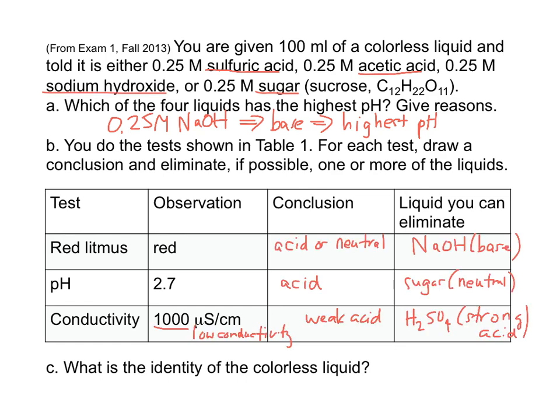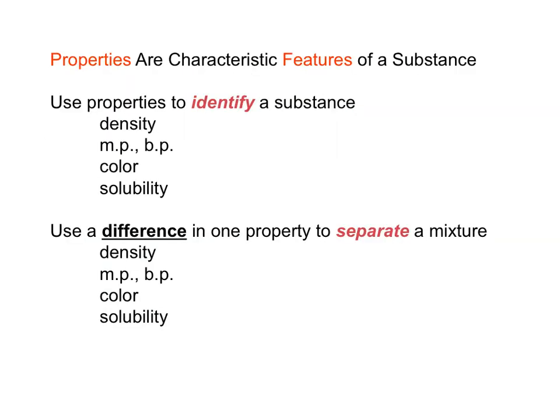The litmus and pH tests tell us whether a substance is acid, base, or neutral. Using the Vernier conductivity probe that we use in our lab, 1,000 microsiemens per centimeter is low conductivity. So based on these observations, the liquid is, remember, test, don't taste. In this video, you identified properties to identify an acid, base, or neutral substance.